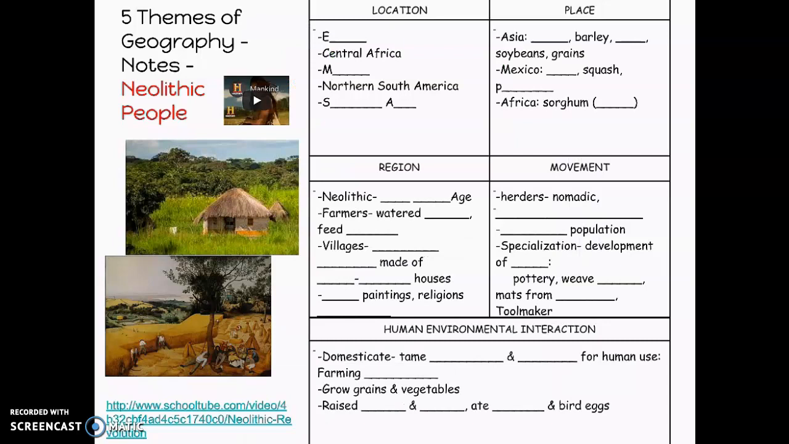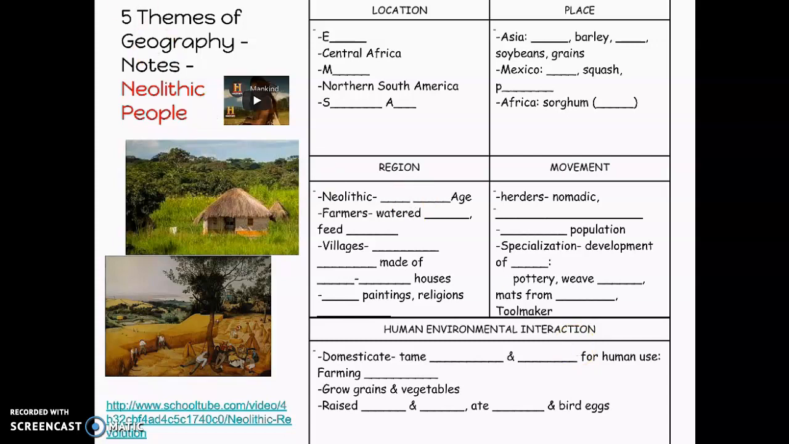All right, so we are at our notes, and when we look at our notes, we want to think about location. So where on the globe is this group of people and this period located? Where are they found? And then we look at place. So where specifically, what do they have that makes them unique? Region, what do they have that's in common? So here again, we want to find that definition for Neolithic. Then we're looking at movement. How did they get from one place to another? We talked about nomads. With the Paleolithic people, are the Neolithic people the same? If they're not, why not? And then we look at how they interact with their environment.